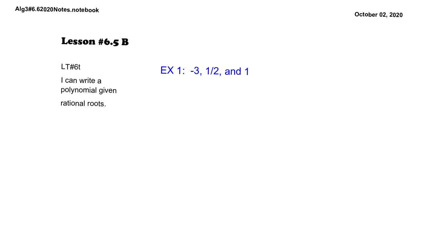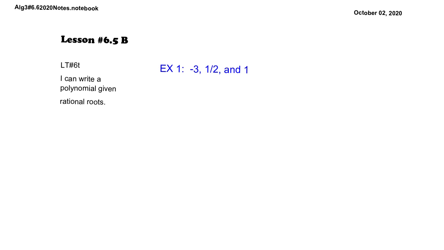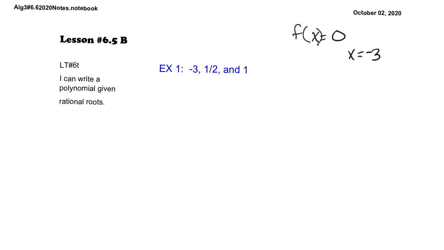All right, so our first skill you can see on the left is I can write a polynomial given some roots. So in a sense, we're going to work backwards here. I'm already giving you the three answers. So this would be a case where you would know that the solution to some polynomial that's equal to 0 would be x equals -3, x equals 1/2, and x equals 1. Our goal in this problem is to come up with what that polynomial is going to equal.